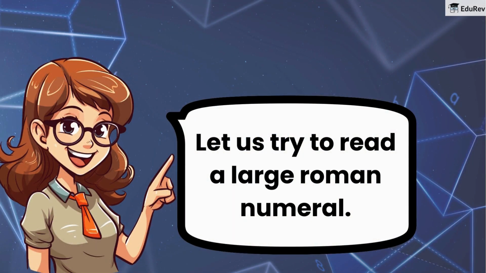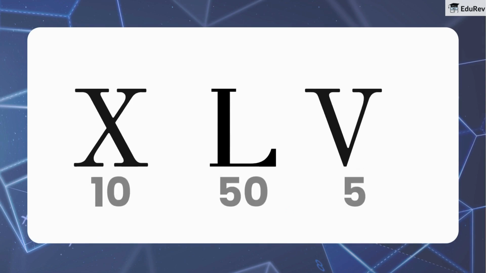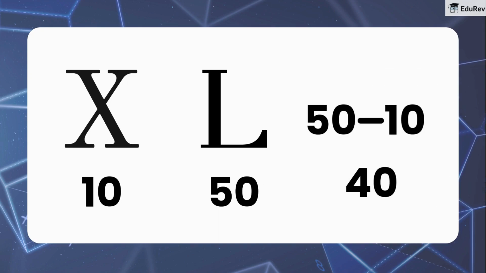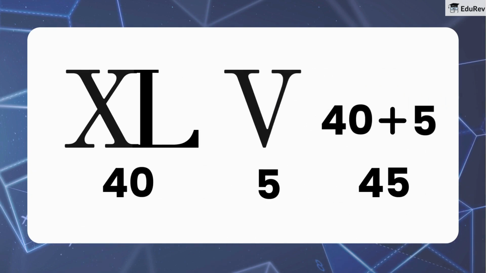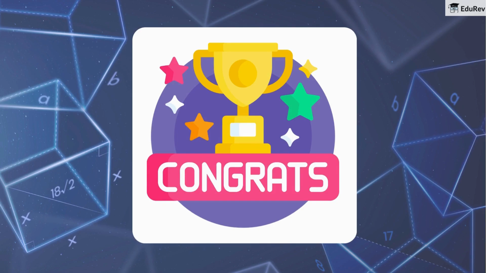Let us try to read a large Roman numeral. It is written as XLV. Let us watch it closely. Write it with some space. Here we know the values as X is equal to 10, L is equal to 50, V is equal to 5. Using the rule of subtraction, we get XL equal to 50 minus 10 is equal to 40. Now we also have V to the right of it, hence using the rule of addition, we get XLV is equal to 40 plus 5 equals 45. Hence XLV represents 45. Very good.